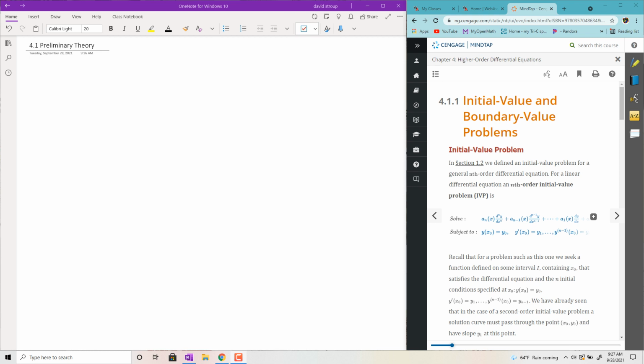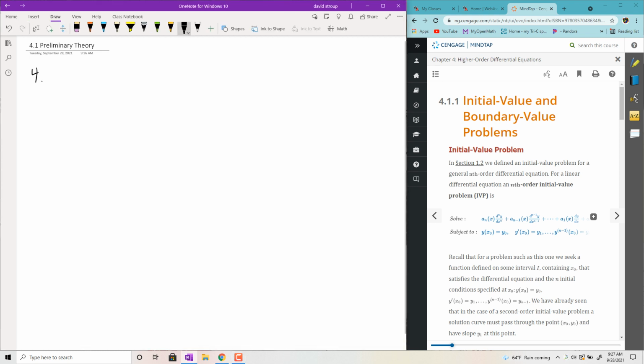Hey, welcome back. We're now in chapter 4 where we're working with higher order linear differential equations. And here in the beginning we have 4.1.1. We're going to talk about initial value problems and boundary value problems.